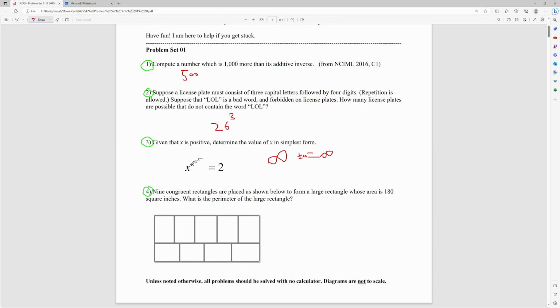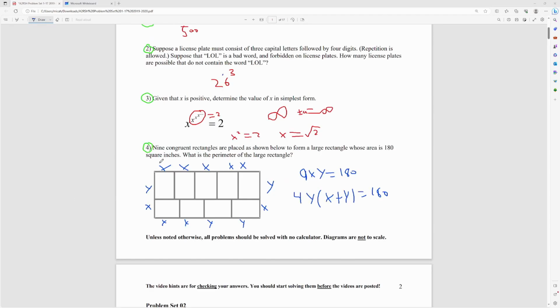And observe that x to the x to the x to the x, so on and so forth forever is just 2. But we see that the power that we're raising x to is x to the x to the x to the x, so on forever. So this is just 2, right? So in other words, we're just saying x squared equals 2. And we're given that x is positive, so our solution is x equals the square root of 2 because we're ignoring the negative solution.